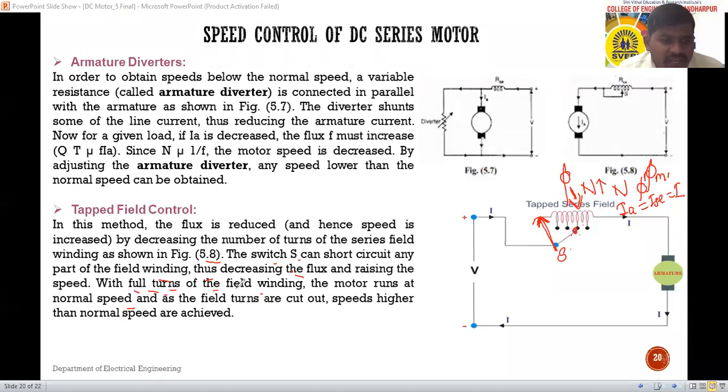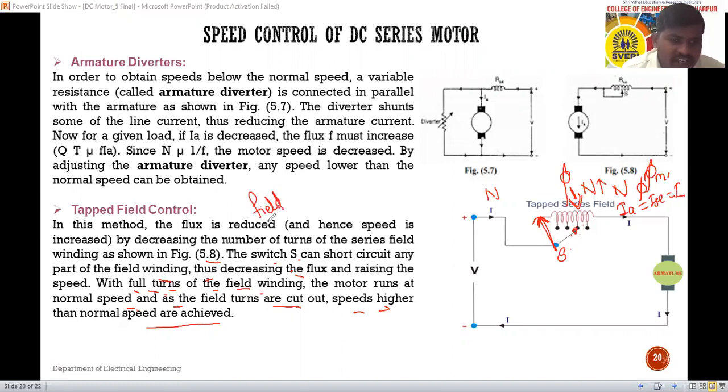With full turns of the field winding, the motor runs at the normal speed, and as the field turns are cut out, the speed becomes higher than the normal speed. When the field turns are cut out, the turns reduce, then a speed higher than normal speed is achieved. So this is one of the methods of field control.